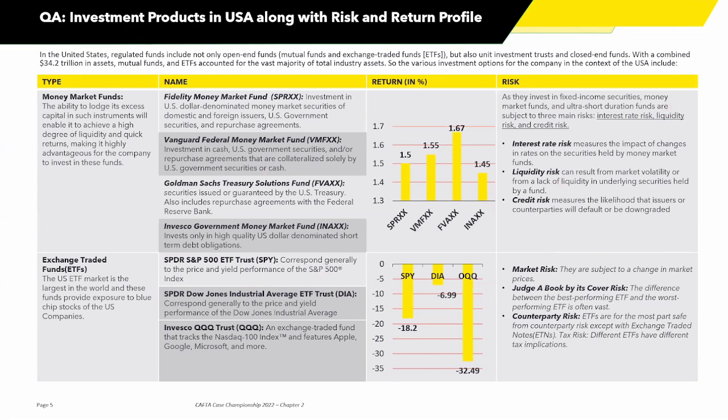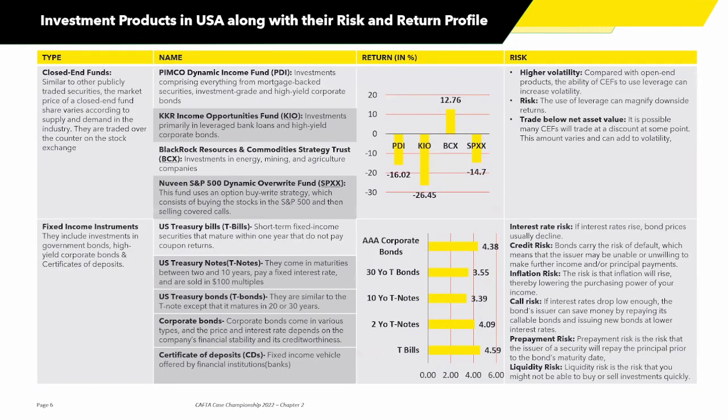Yeah, so coming on to the investment products in USA, along with the risk and return profile, the major investment products that we saw in the USA region were money market funds, exchange traded funds. In here, the money market funds are the most stable. Coming on to the closed-end funds and the fixed income instruments, the fixed income instruments were the most stable fund that the company can look at.